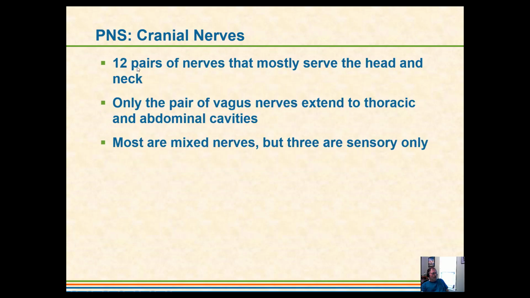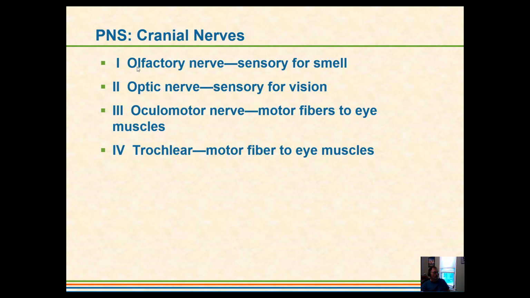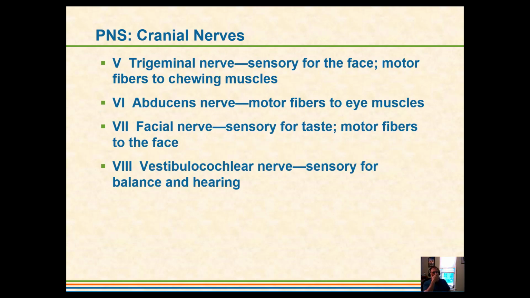We have the trigeminal nerve, which is sensory to the face, and some people can have trigeminal neuralgia, where for whatever reason they get a compression of this nerve and their face can become very sensitive, so that even a breeze blowing on it can feel like a burning sensation. It does have some motor fibers as well for chewing.